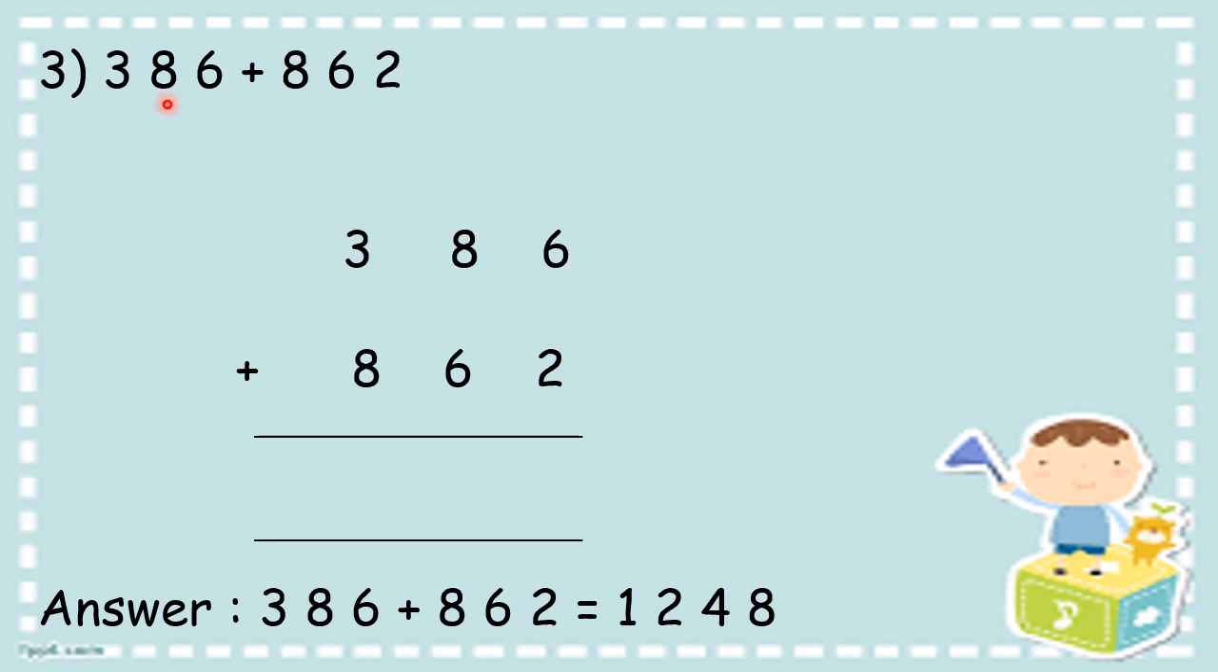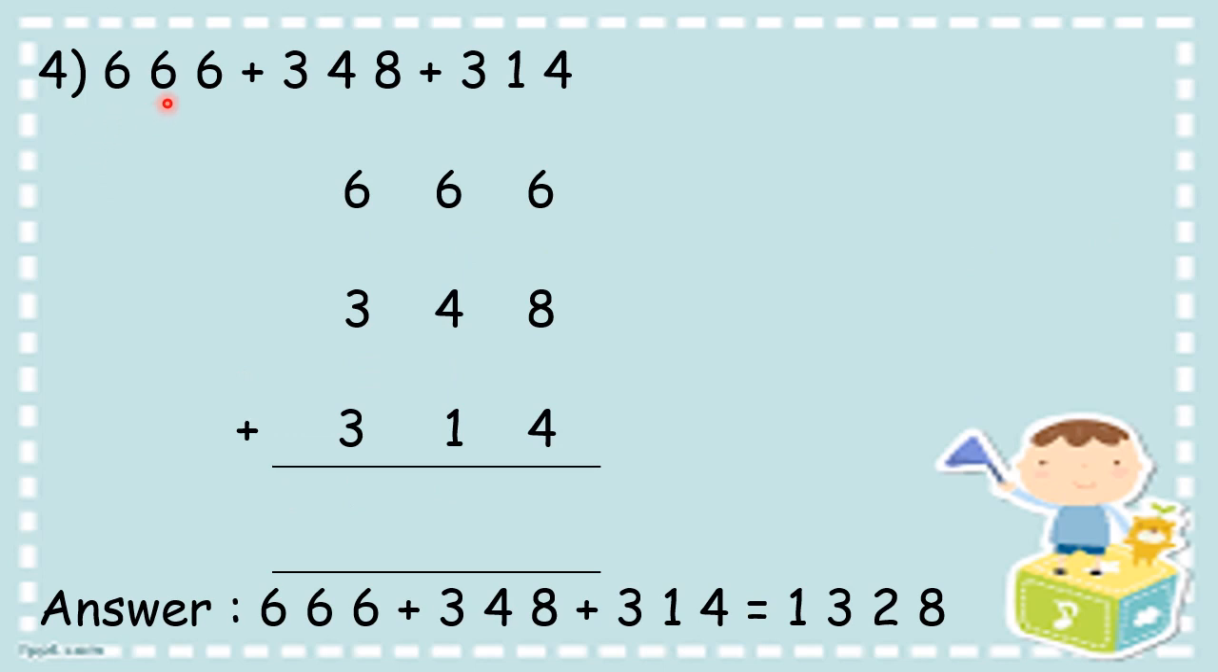Next sum, it is 386 plus 862. So it has been written like this column wise. So 6 plus 2 is equal to, the ones place value, answer is 8. Then 8 plus 6 is equal to 14. In 14, 4 we have to write in tens place and 1 has to be carried over to hundreds place. So 1 plus 3 is equal to 4. 4 plus 8 is equal to 12. In 12, 2 we have to write here and then 1 in thousands place. So the answer is 1248.